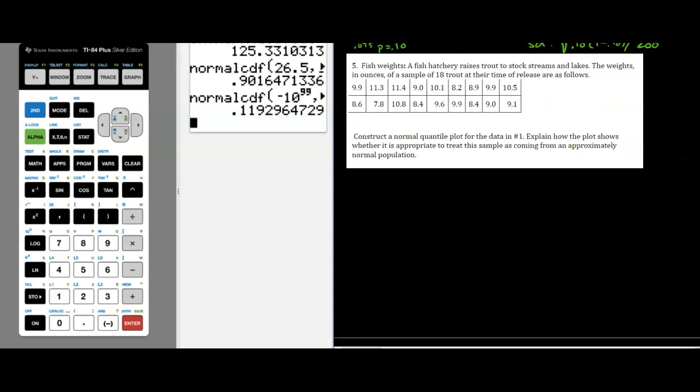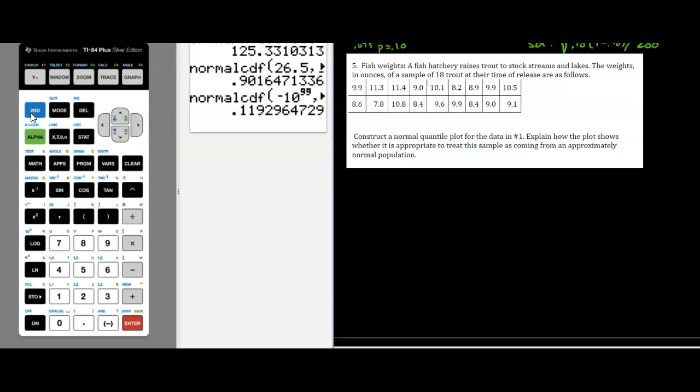So a fish hatchery raises trout to stock streams and lakes. The weights in ounces of a sample of 18 trout at their time of release are given. Construct a normal quantile plot and explain how the plot shows whether it is appropriate to treat this sample as coming from an approximately normal population.